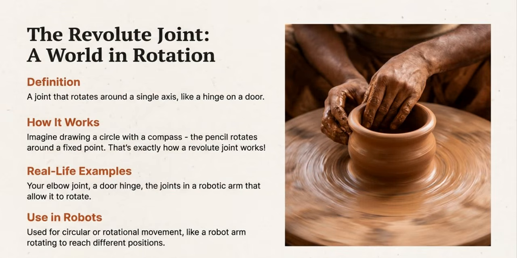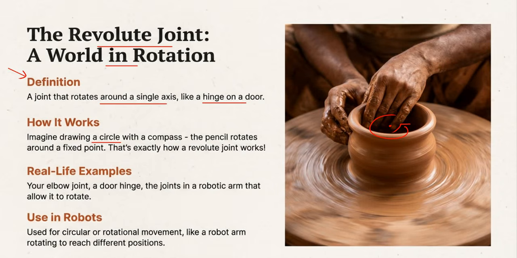The first is the revolute joint, which is the world of rotation. Effectively, if we talk about the definition, it's a joint that rotates around a single axis, just like a hinge on a door. See the artisan trying to make a mud pot, just like this, there is rotation. Now how it works, try to imagine drawing a circle with a compass, and the pencil rotates around the fixed point. That's exactly how a revolute joint works.